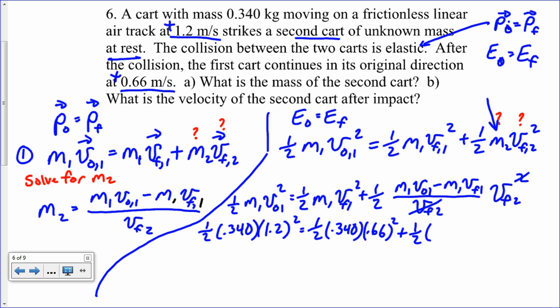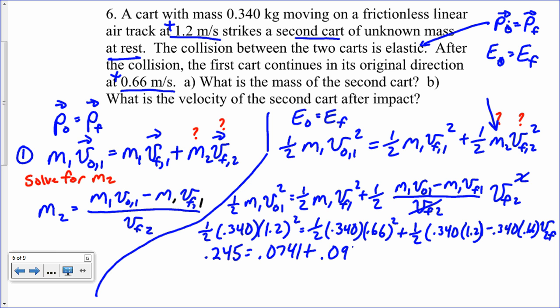Plus 1/2 of 0.340 times 1.2 minus 0.340 times 0.66 times V2F. And then I solve that whole darn thing for V2F. Just to help you make sure we're tracking along, I get 0.245 equals 0.0741 plus 0.092 times V2F. Now if I do that, I get V2F equals 1.9 meters per second.